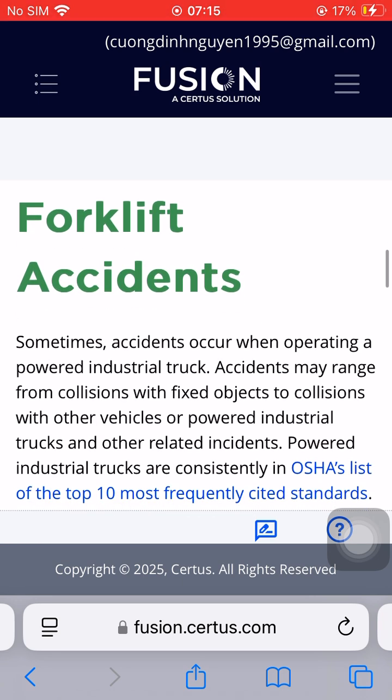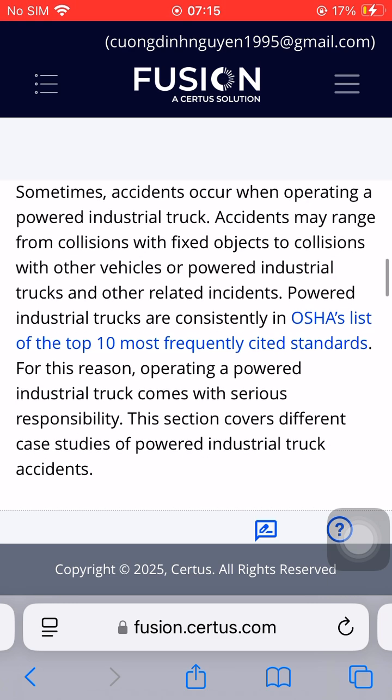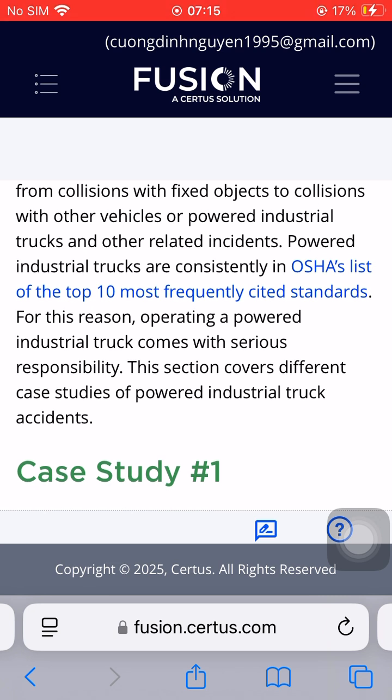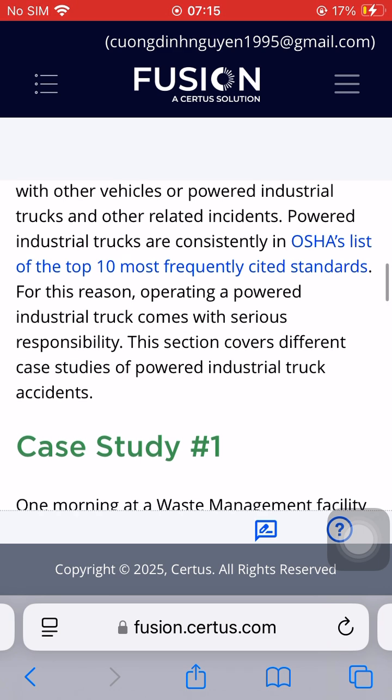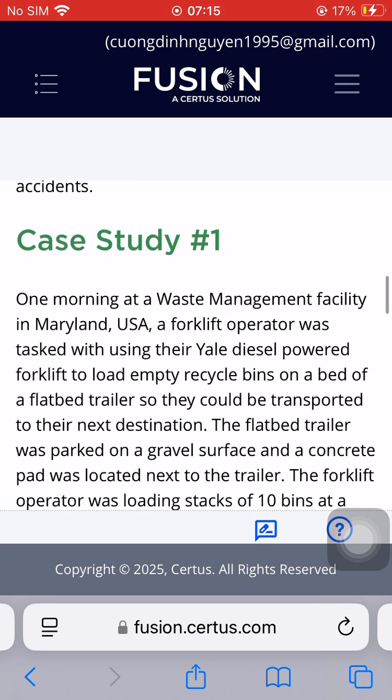Powered industrial truck accidents. Sometimes, accidents occur when operating a powered industrial truck. Accidents may range from collisions with fixed objects to collisions with other vehicles or powered industrial trucks and other related incidents. Powered industrial trucks are consistently in OSHA's list of the top 10 most frequently cited standards. For this reason, operating a powered industrial truck comes with serious responsibility. This section covers different case studies of powered industrial truck accidents.